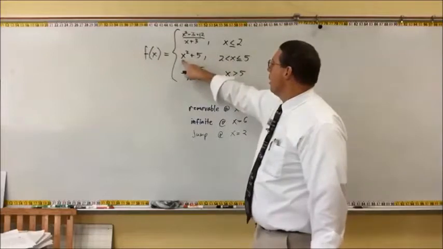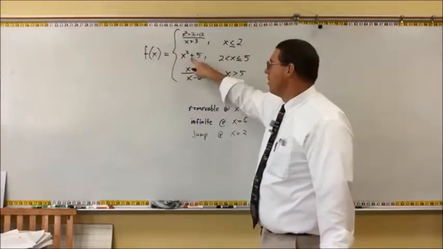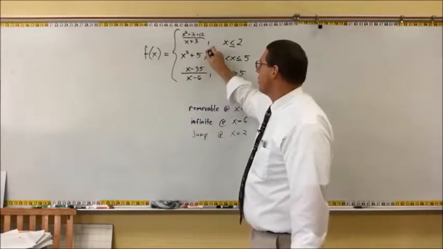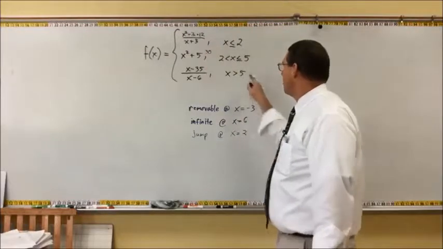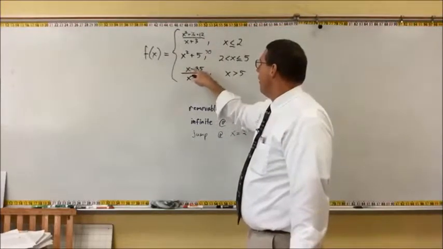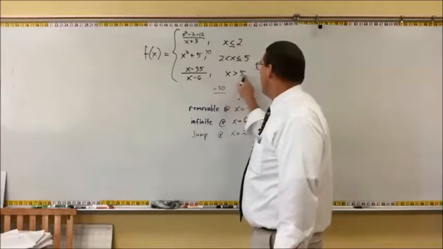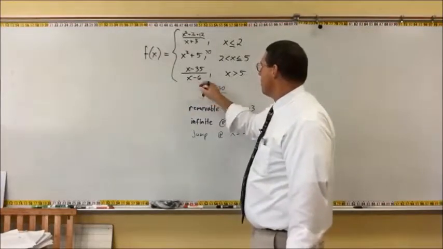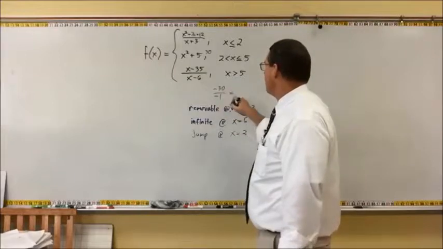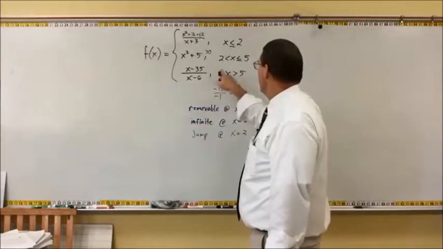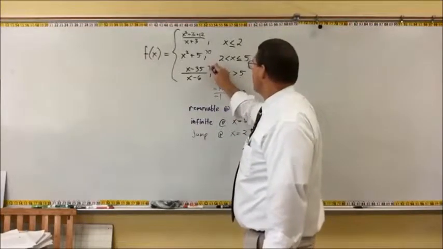Well, 5 squared is 25. 25 plus 5, that's 30. Okay, now we're going to plug 5 in down here. 5 minus 35, that's negative 30, divided by 5 minus 6, that's negative 1. And negative 30 divided by negative 1 is 30. So when we plug in 5 down here, we get 30.